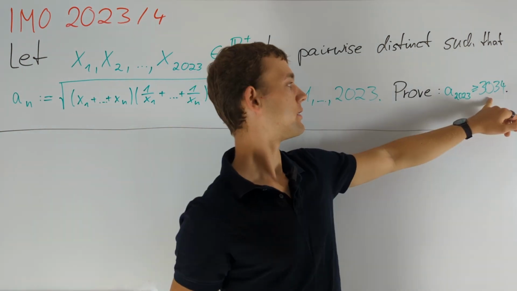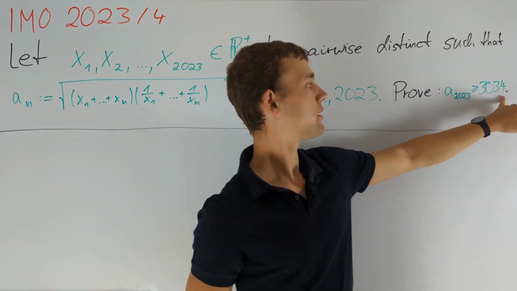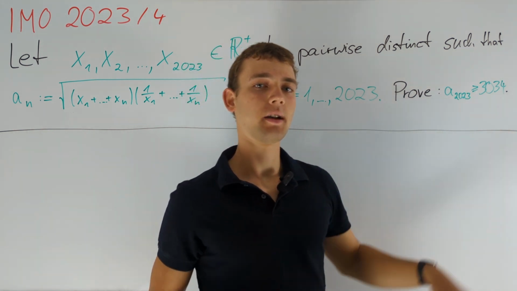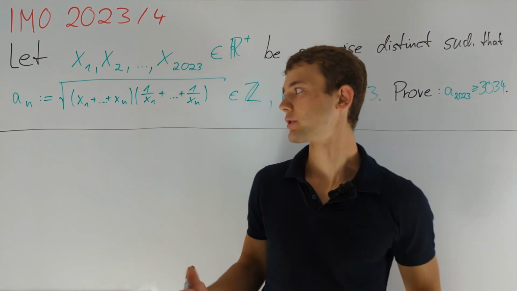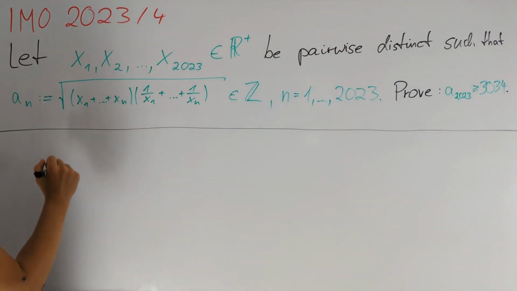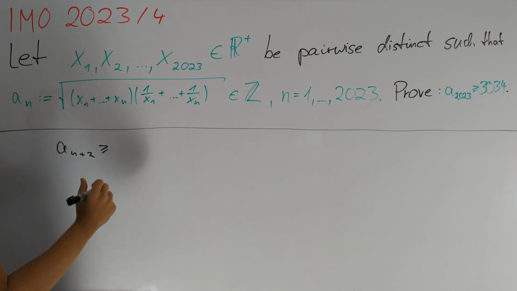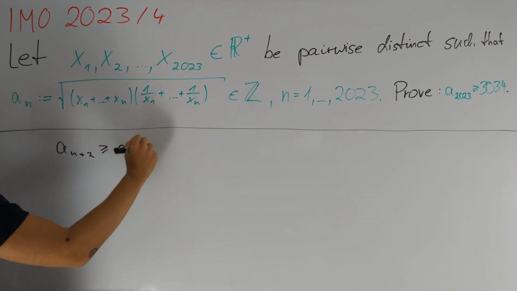3034. Taking a look at these numbers, we notice that this one is around 3/2 times 2023. This motivates us to try an induction in the following way, that we try to prove that a_(n+2) should always be greater than or equal to a_n plus 3.